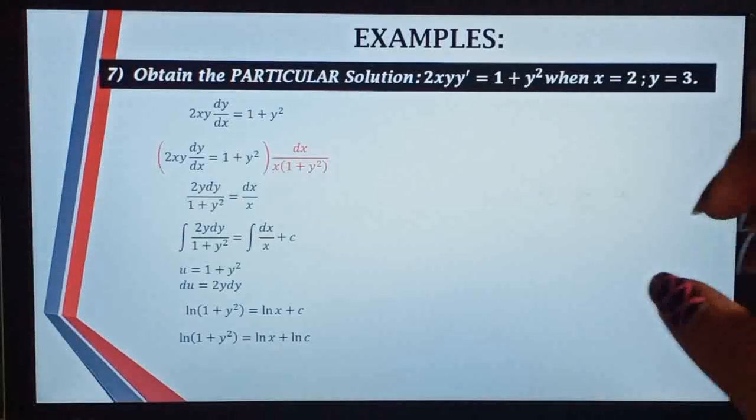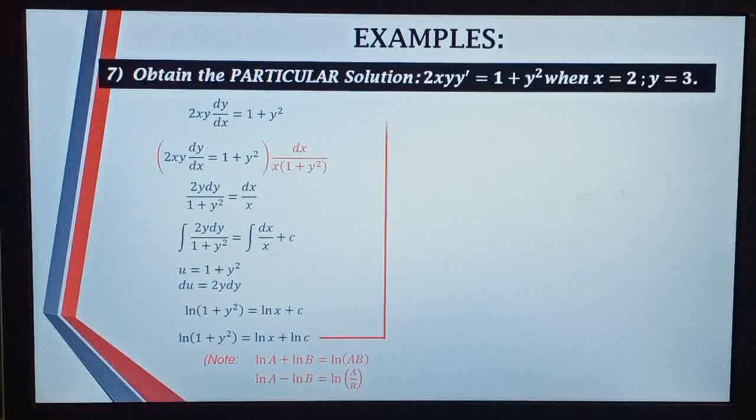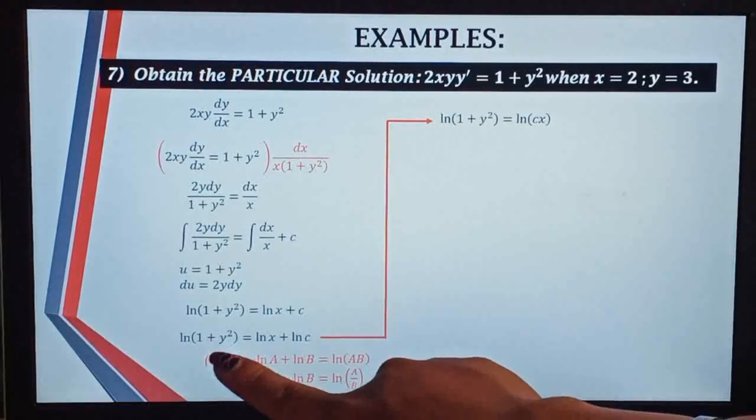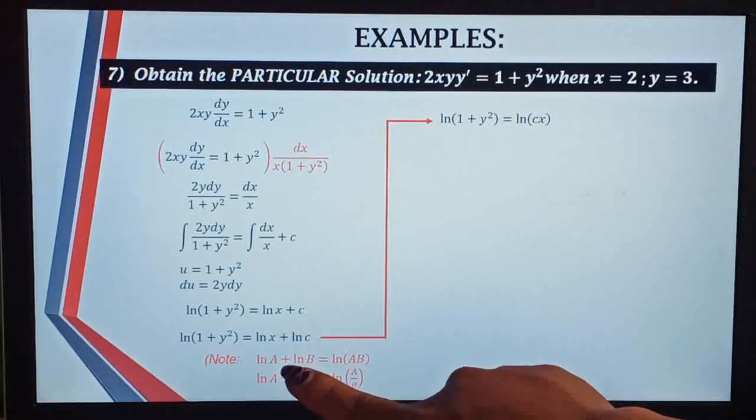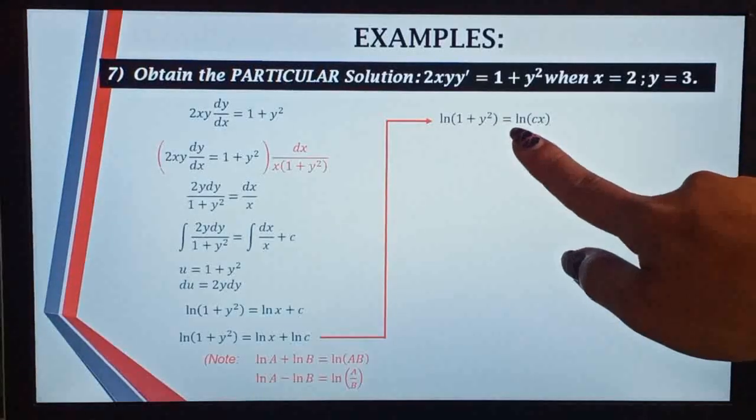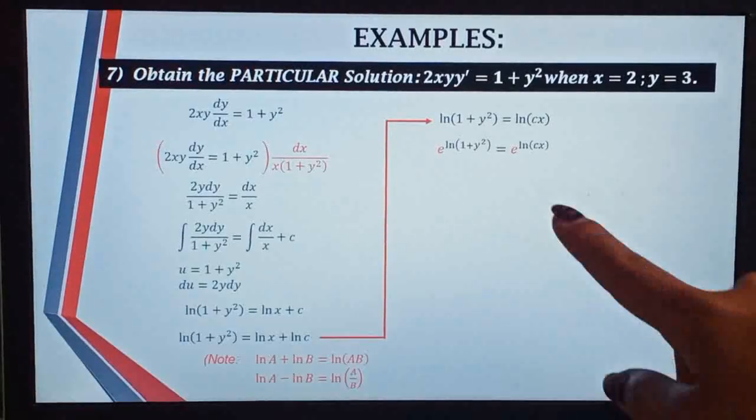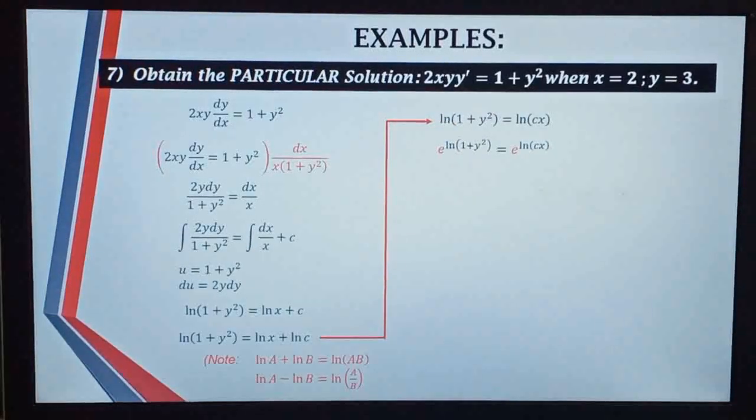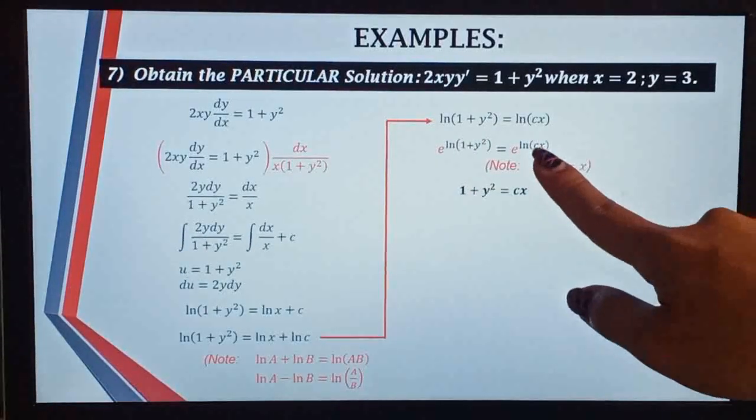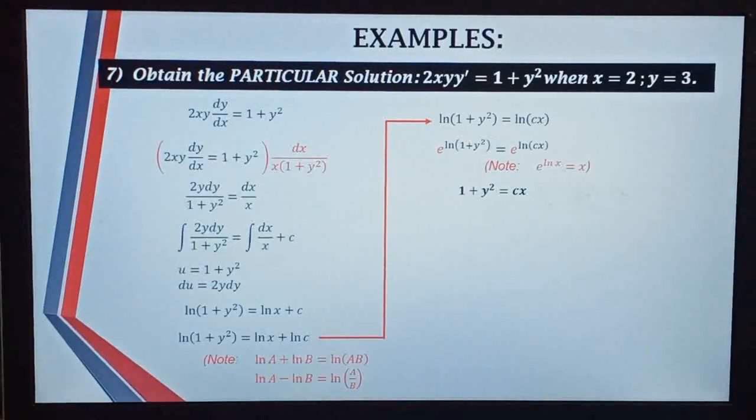So papalitan natin ngayon si c ng ln of c para mas simplify natin ulit siya as the ln of 1 plus y squared. Then this is the sum of the ln. So, pwede natin siyang i-multiply, that will be ln of cx. Since parehas ulit siyang naka-ln, pwede natin siyang i-exponentiate. Then, masisimplify natin ulit siya as kukunin lang natin yung argument niya. So, you will have 1 plus y squared equals cx.